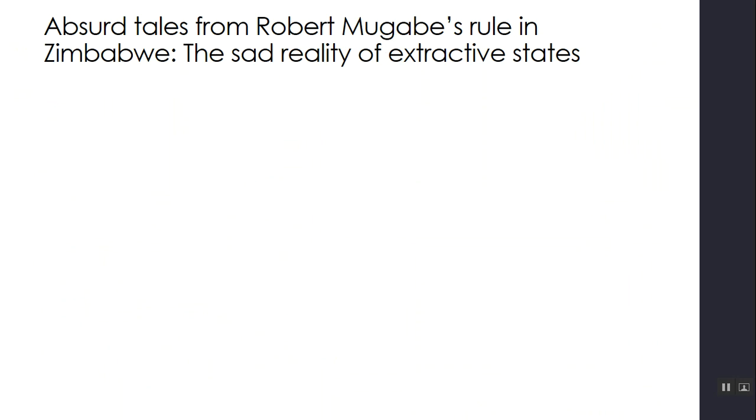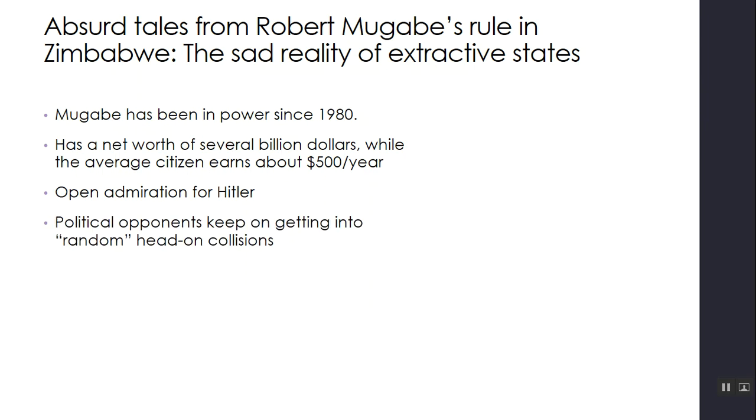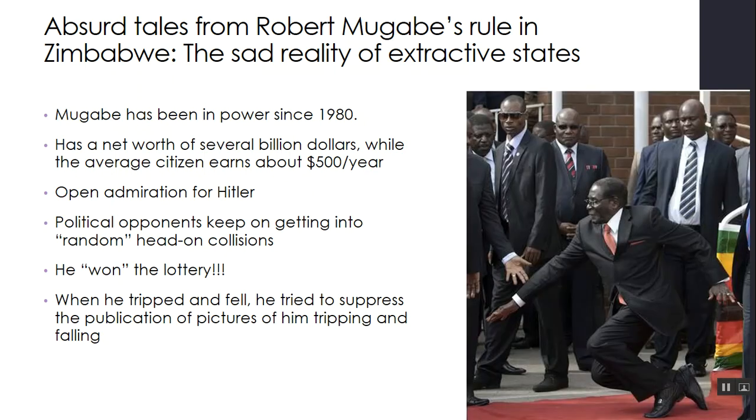Some of the absurd tales from Robert Mugabe's rule in Zimbabwe: He has been in power since 1980. He has a net worth of several billion dollars, while the average citizen earns about $500 a year. He has an open admiration for Hitler. His political opponents keep getting into random head-on collisions and dying. He actually played the lottery and said that he won it, so he got to collect all of that money. And when he tripped and fell, he tried to suppress the publication of pictures of him tripping and falling. He is a great enemy of the free press, and there's the picture of him tripping and falling, which I like to spread around, show your friends, because screw that guy.